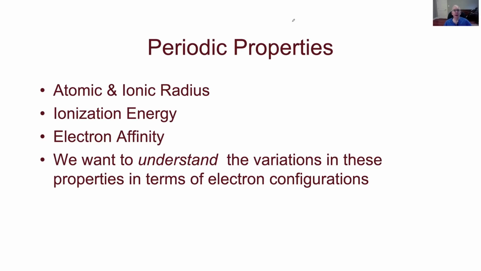Properties we're going to talk about here include atomic and ionic radii. That's just the size. How big is an atom? Okay, that's the easiest one conceptually to think about what it means. The ionization energy, that's a measure of how easy or hard it is to pull an electron away from an atom. Electron affinity is going to be a measure of how easy or hard it is to stick an extra electron onto an atom and make a negatively charged ion.